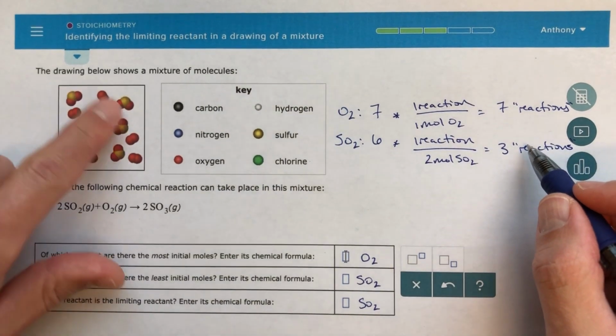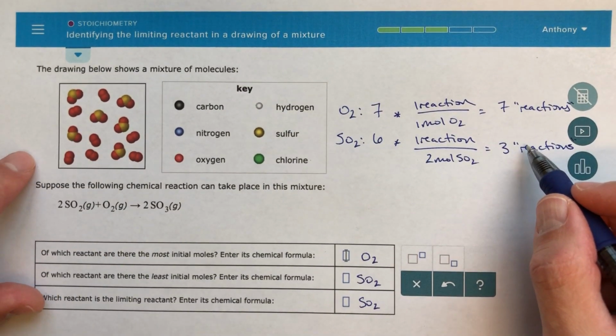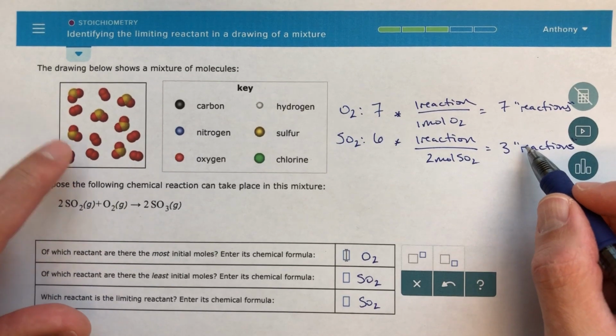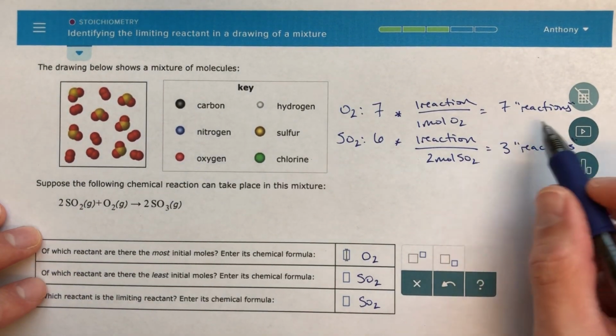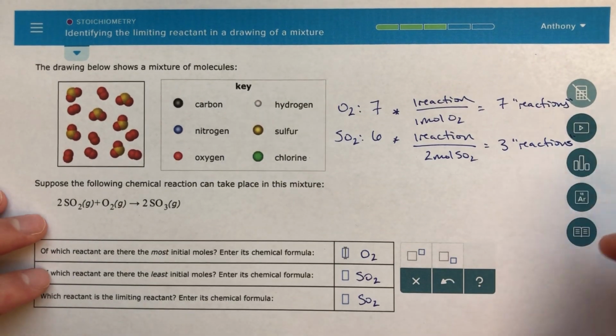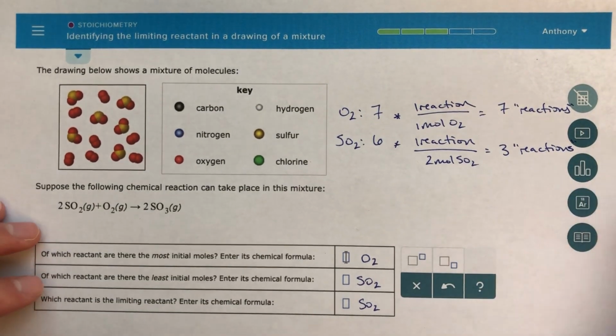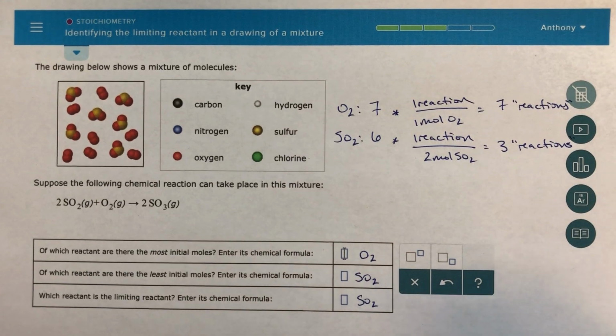I'm going to run out of that SO2 more quickly. We could go through and do that cancellation example as well. Every 2 of these only requires 1 of the O2s, so I'm going to use up the SO2 more quickly. However you look at it is fine, but we need to be able to determine the limiting reactant pretty efficiently. It's something that's going to be used again and again and again.